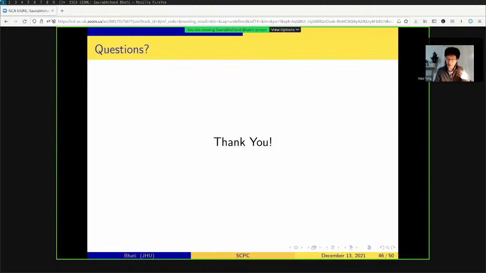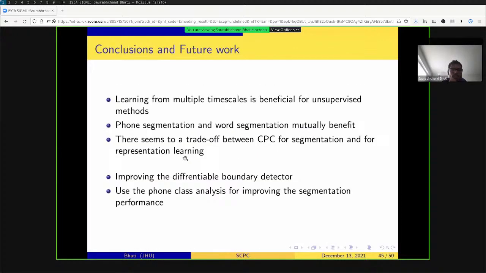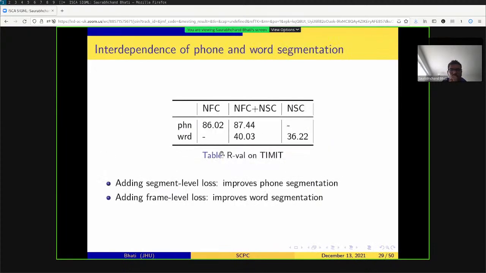All right, I guess I'll start. Have you actually tried training the segmental part alone without even training the frame level CPC loss? Yeah, that's what we did here. In this, we trained the segment level model directly without using any frame level loss, and it didn't work as well as when you train it with the frame level loss.